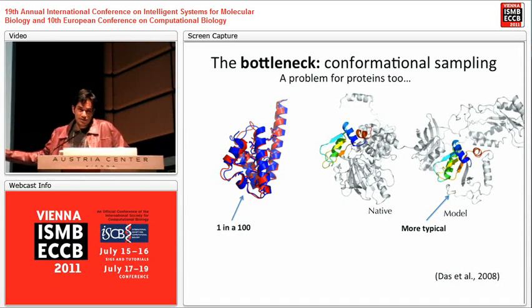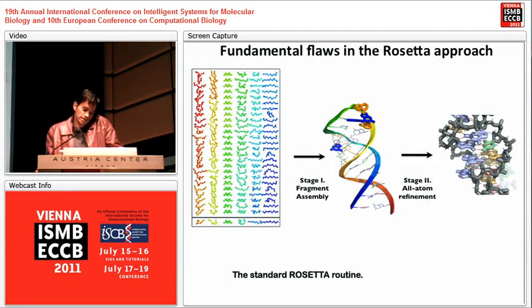It's results like these for proteins and RNA that led me to rethink this problem when I started my lab a couple of years ago. It led me to really question the basic premises of the Rosetta approach. And I came up with a list of 3 issues, or if you will, fundamental flaws in the Rosetta strategy.